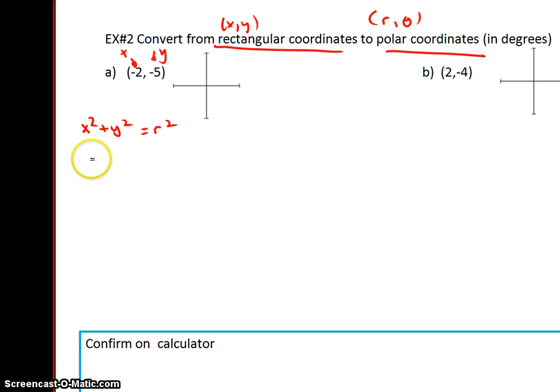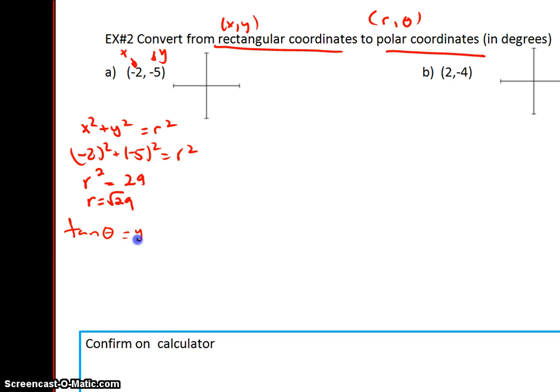To find r, we use x squared plus y squared equals r squared. So minus 2 squared plus minus 5 squared is our r squared. So r squared is 29, where r is the square root of 29. Okay, so that's how we find our r. Now we need to find our theta. To find theta, we're going to do tangent of theta.